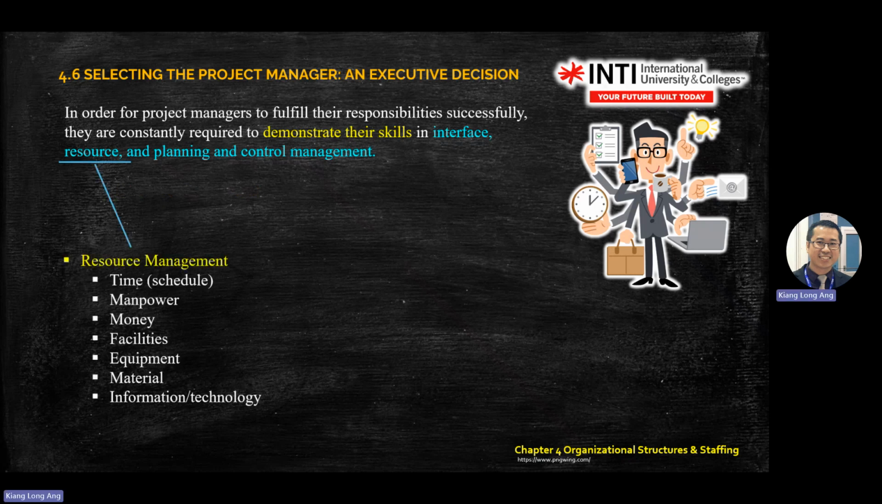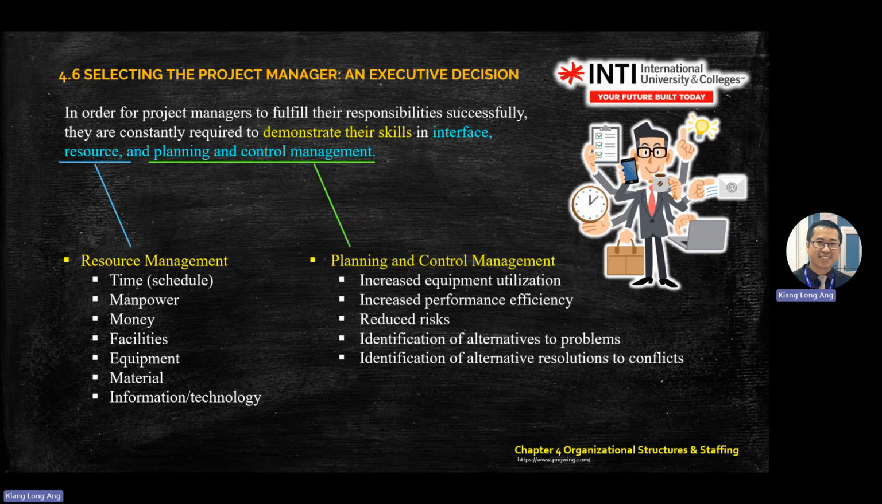Resources. Again, repeating the three keywords: time, cost, and resources. Time, resources, money. You elaborate. Planning and control management is more on risk control and efficiency. Risk and improve efficiency. Then give solutions to the problems. Solve conflict, reduce risk, and improve performance.